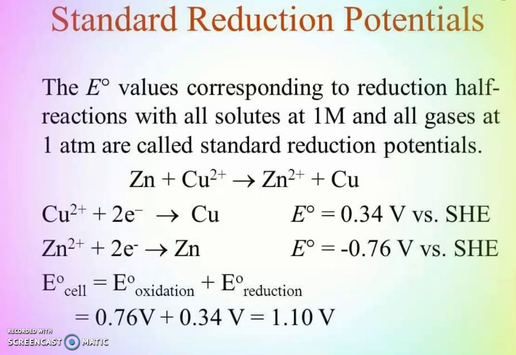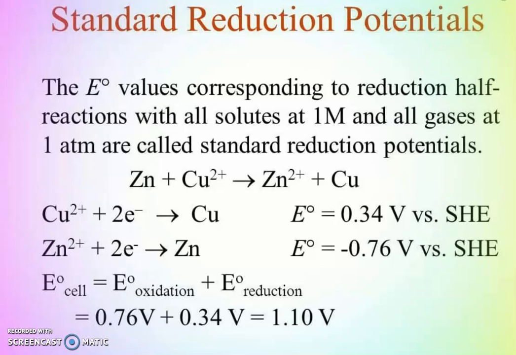Now standard reduction potential. E0 values correspond to a reducing half reaction with all solutes at 1 M and all gases at 1 atm, called standard reduction potential. So zinc plus copper 2+ gives zinc 2+ and copper. So Cu2+ + 2 electrons gives copper, with standard electrode potential 0.34 volt versus SHE, the standard hydrogen electrode. Zn2+ + 2 electrons gives zinc, E0 equals minus 0.76 volt versus the standard hydrogen electrode. So E0 cell is equal to E0 oxidation plus E0 reduction. You will get 1.10 volt.